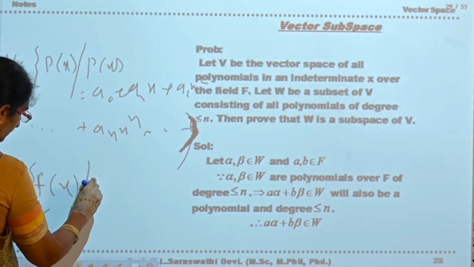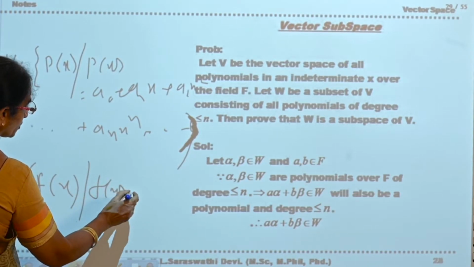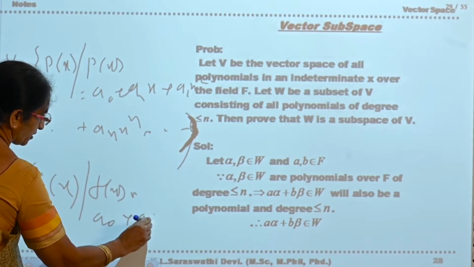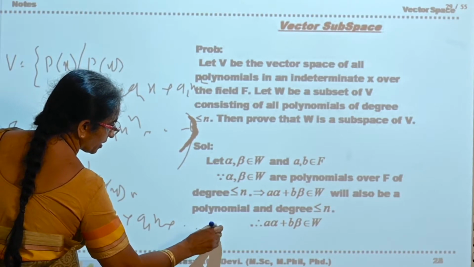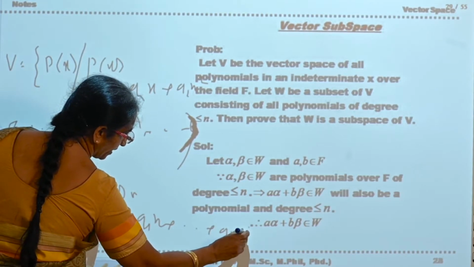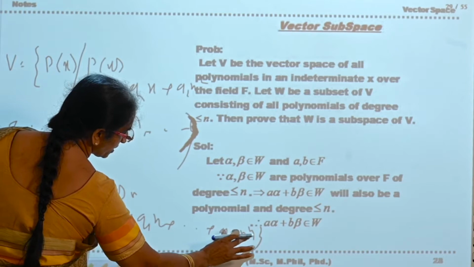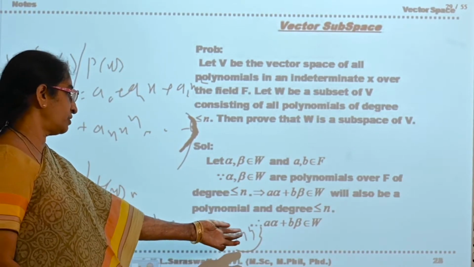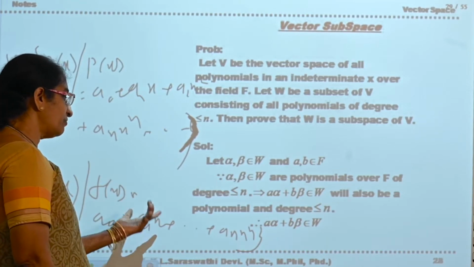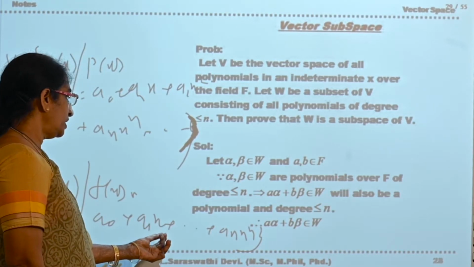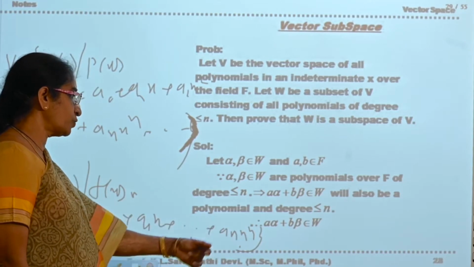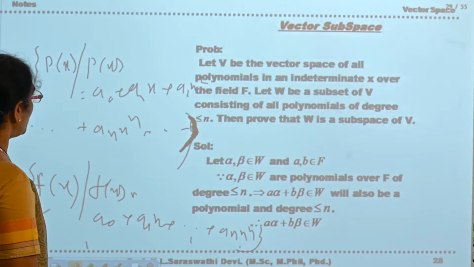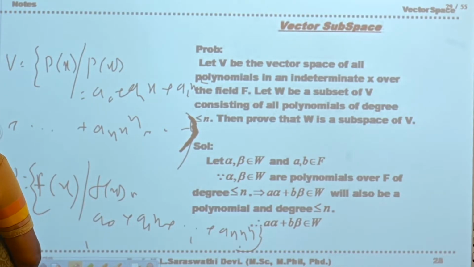where f(x) is equal to a0 plus a1x plus so on plus an x power n. The degree of f(x) should be less than or equal to n. You may end with a0 plus a1x, or you may end with a0 plus a1x plus so on, a(n-1) x power n minus 1 and so on. That is W. Now you have to prove this is a vector space.